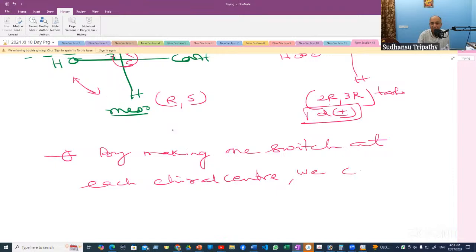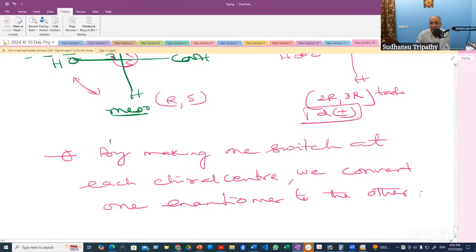By making one switch at each chiral center, we convert one enantiomer to the other.